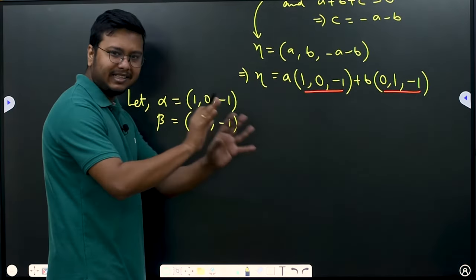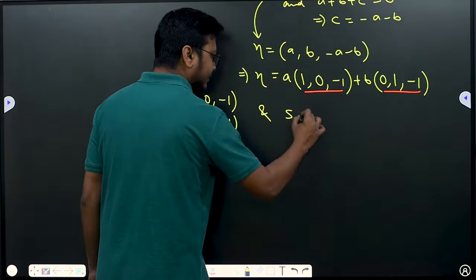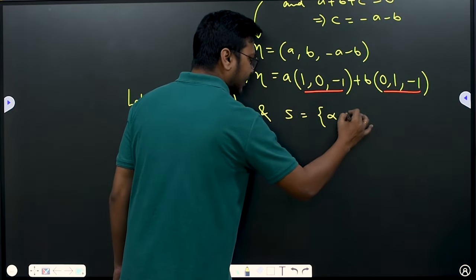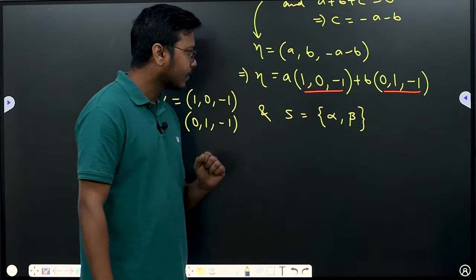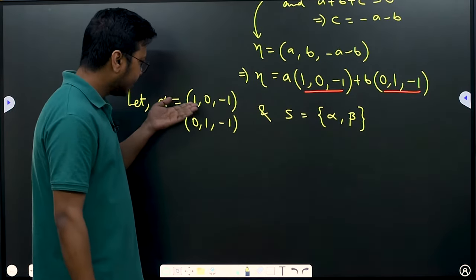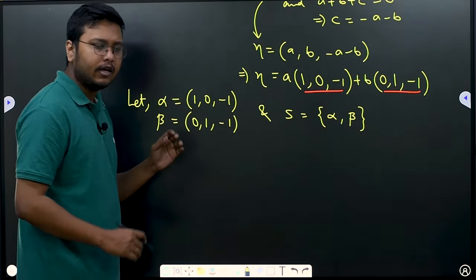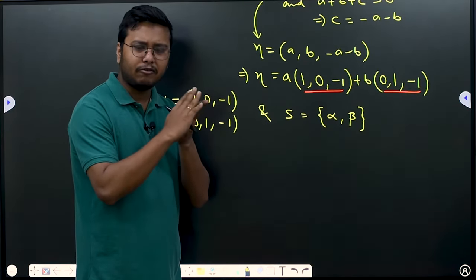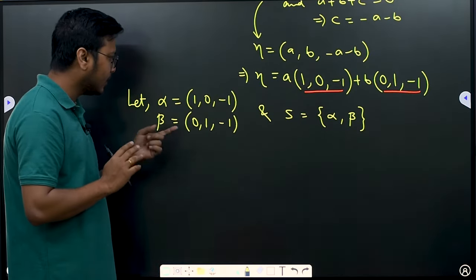And let me put them inside a set, and let me say that S contains the elements alpha and beta, where alpha and beta are defined by these two elements. Now, can you observe that these two elements are definitely linearly independent? When you're dealing with two elements, you don't have to go by definition or determinant anything. Just observation will give you the answer.